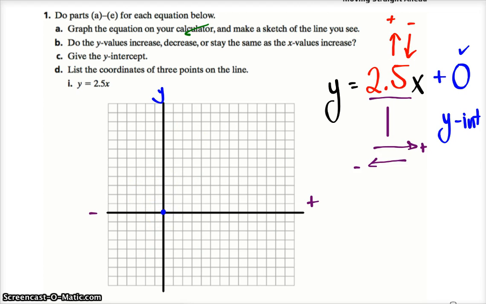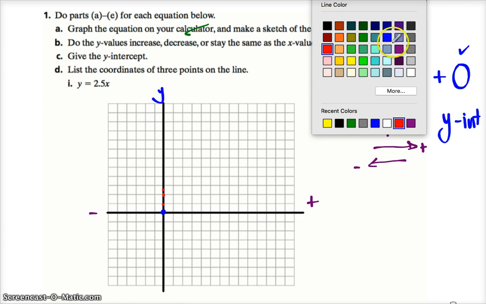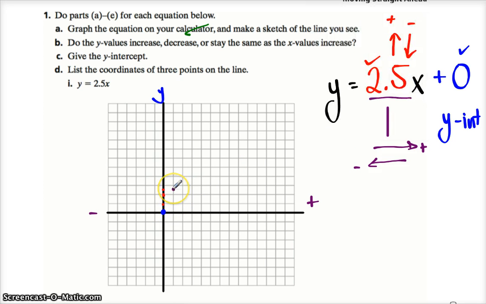So I'll go up 2.5. Done. I went up 2.5, and then I'm going to go to the right 1 space. So go to the right 1 space, so over 1, and I end up here. Now I have 2 dots. Okay, my first point was 0, 0. That's my y-intercept. My second dot, this one right here, this one was an x value of 1, comma, and my y value of 2.5.